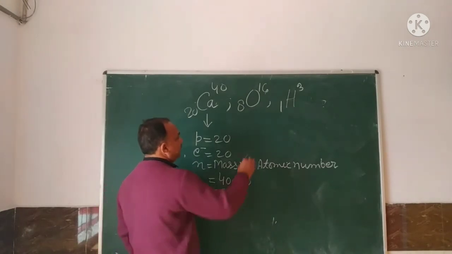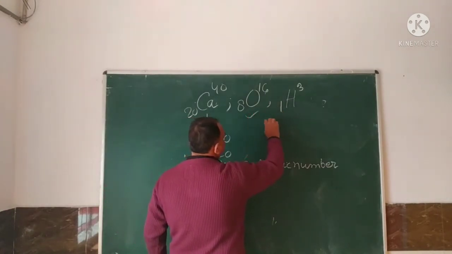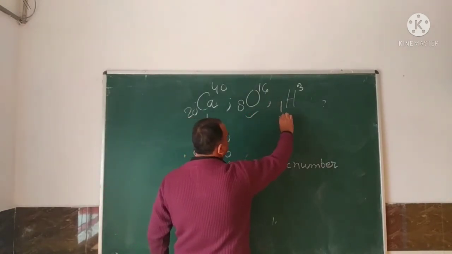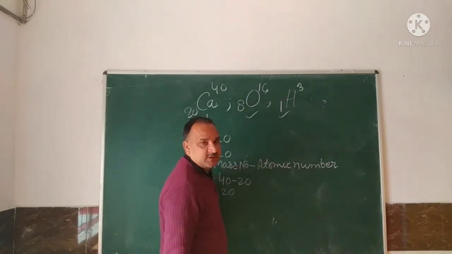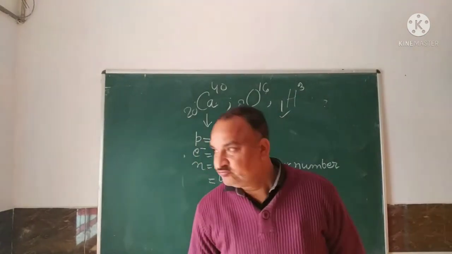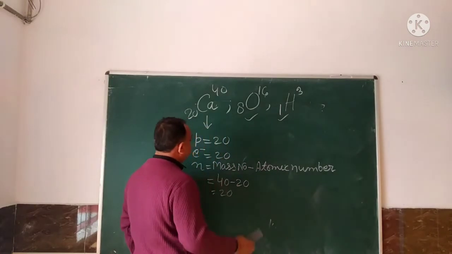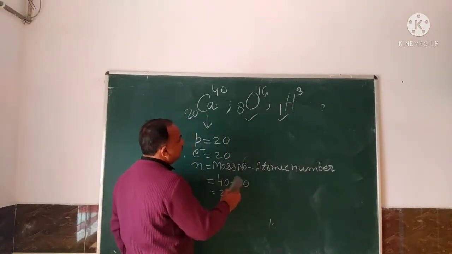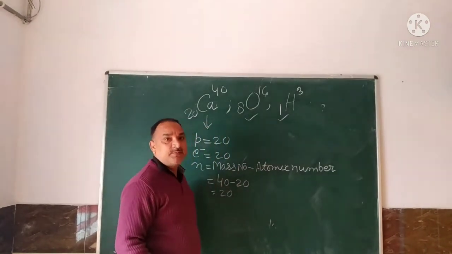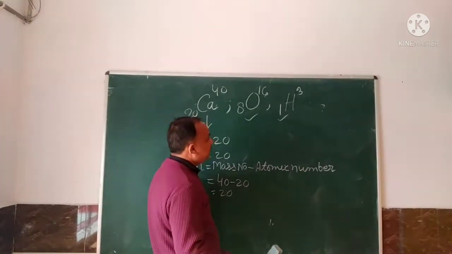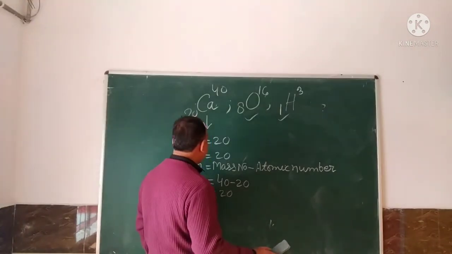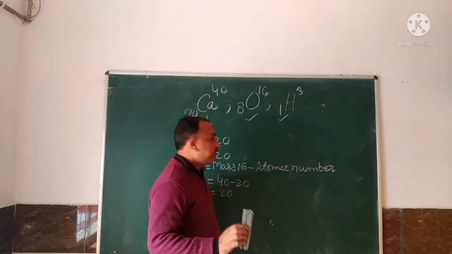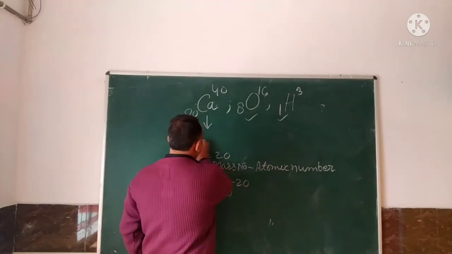Now everyone find out the number of electrons, protons, and neutrons for oxygen, as well as 1, 3. Just do it first, then we continue our topic again. Someone is able to find it out, but someone is having some problem. If you have any problem, you can ask me and see these things very carefully.